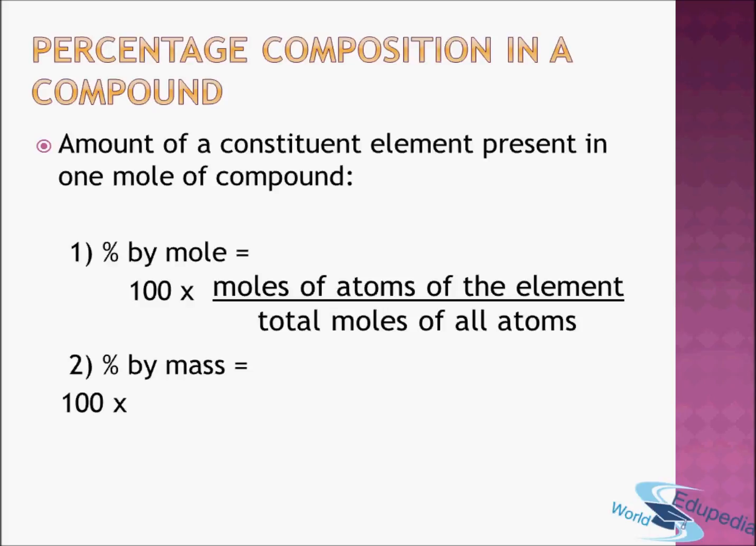So percentage by mole of carbon is 100 multiplied with moles of atoms of element, which is carbon, and its mole is 1 in CO2, that is C1O2. So 1 divided by total moles of all atoms. Now carbon has 1 mole, oxygen has 2 moles. So total moles is 1 plus 2, that is 3 moles. So 100 multiplied with 1 divided by 3. This gives me percentage by mole of carbon in carbon dioxide. Similarly, I can calculate percentage by mole of oxygen as 100 multiplied with 2 divided by 3.